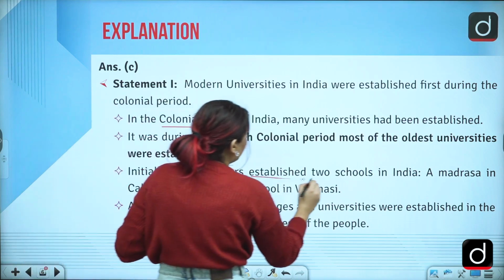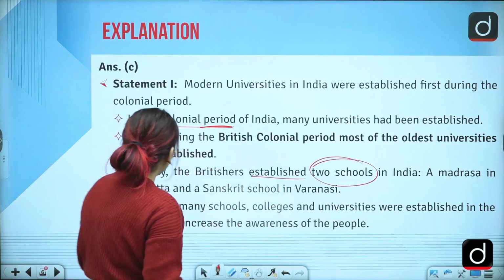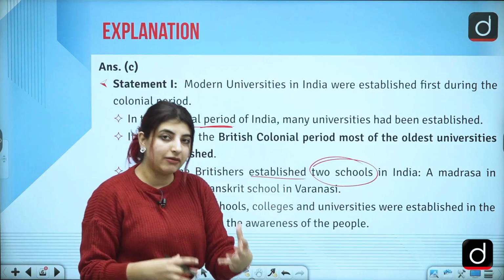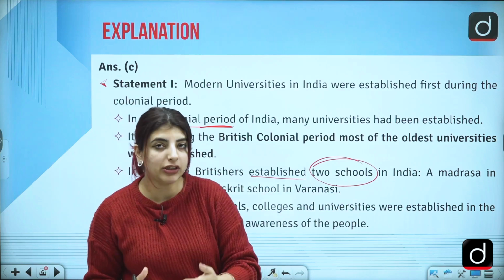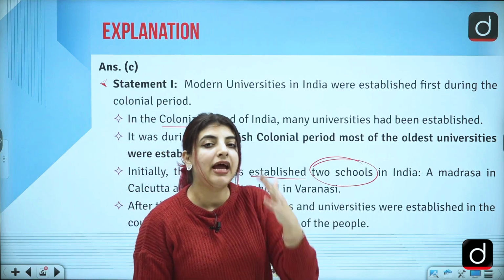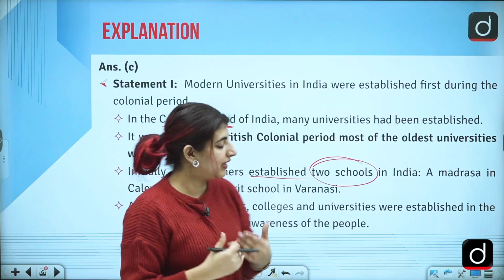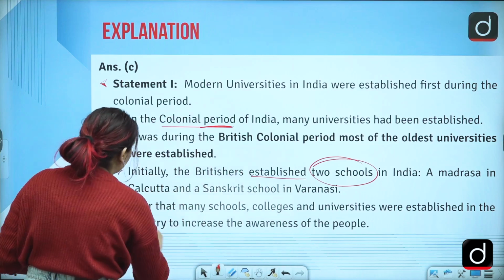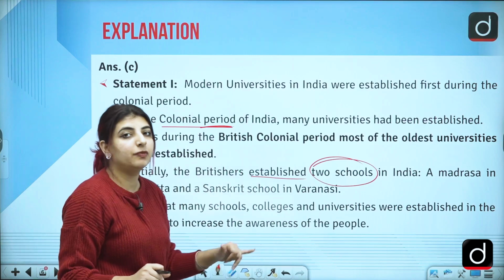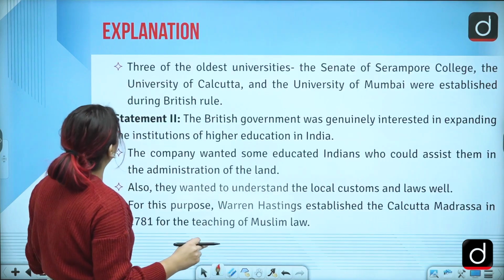The Britishers established two schools in India. What were they? A madrasa in Calcutta, which was for Muslim education, correct? And a Sanskrit school in Varanasi, which of course was for the spread of Sanskritism, if we talk about the Brahminical sphere of education, correct? After that, many schools, colleges and universities were established in the country to increase the awareness of the people. So statement 1 is correct for that matter.